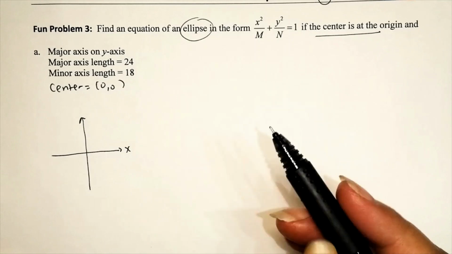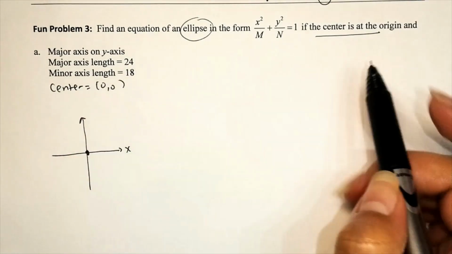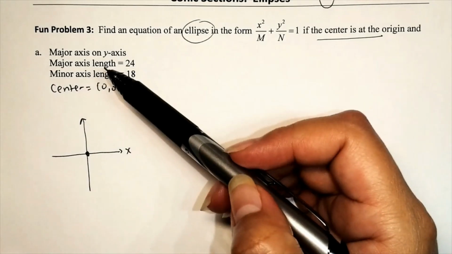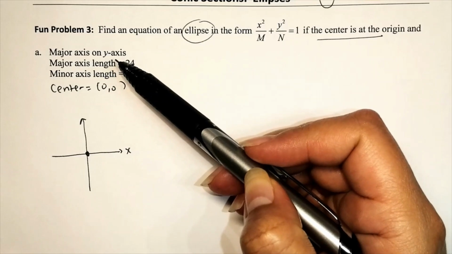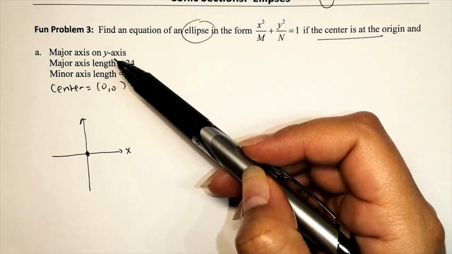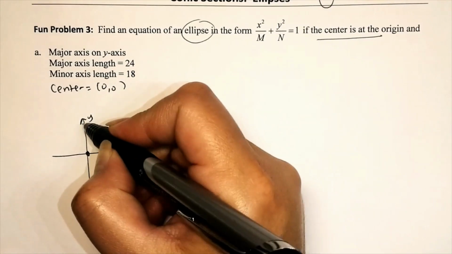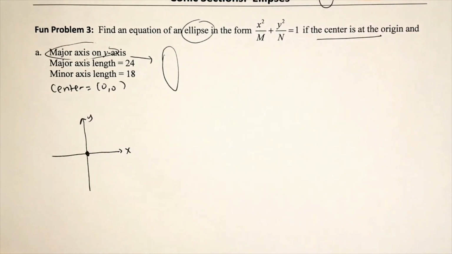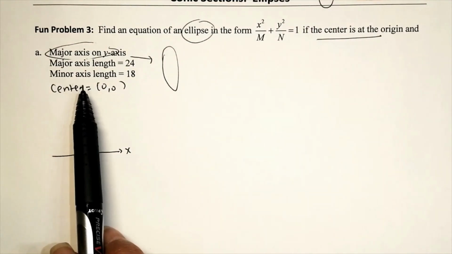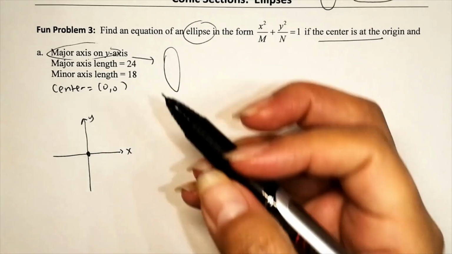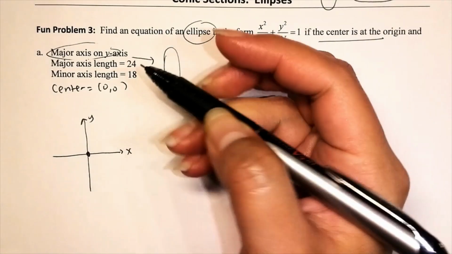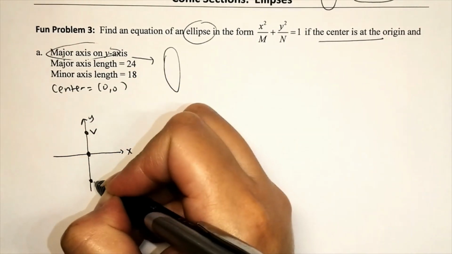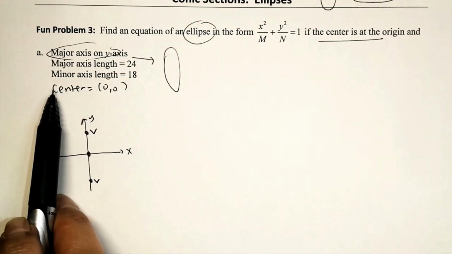So let's do this. The center is at the origin. The problem didn't reference if we have a vertical or horizontal ellipse, so let's do this. It says major axis on y-axis. So the longer axis is on the y-axis. So it's going to be right here. So that's code for vertical ellipse. Okay, bam. So what do we know? Major axis length is 24. If the major axis is on the y-axis, then the vertices are going to be the endpoints of the major axis.